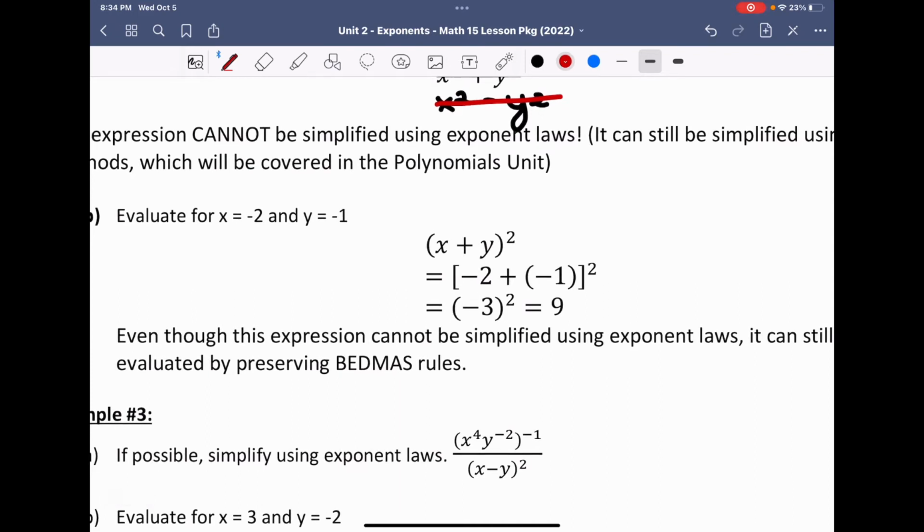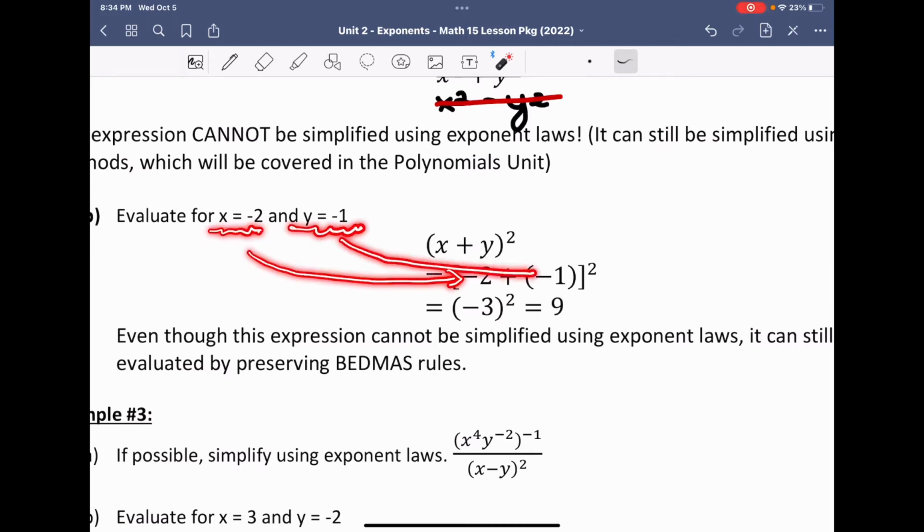Now, they take down our example here. So they say, what if we evaluate for when x is equal to -2 and y equals -1? So very similar to our first problem. Well, we realize, okay, we're going to take our x value, put it in brackets inside here, and we're going to take our y minus 1 and we're going to put it in for the y value, and then we're going to simplify on the interior here.